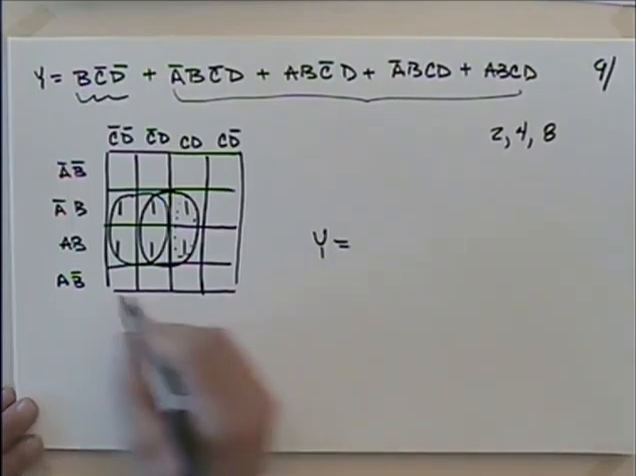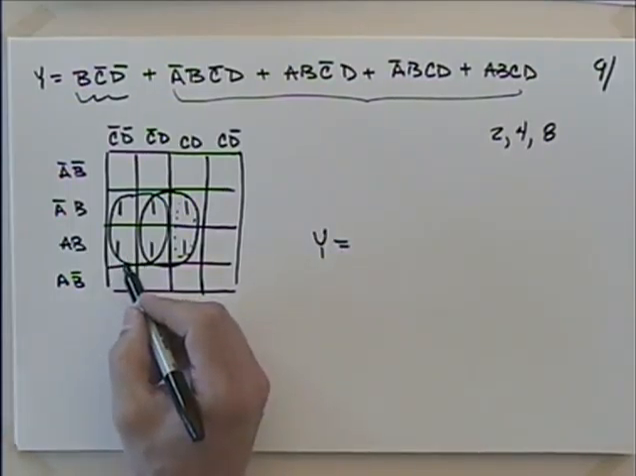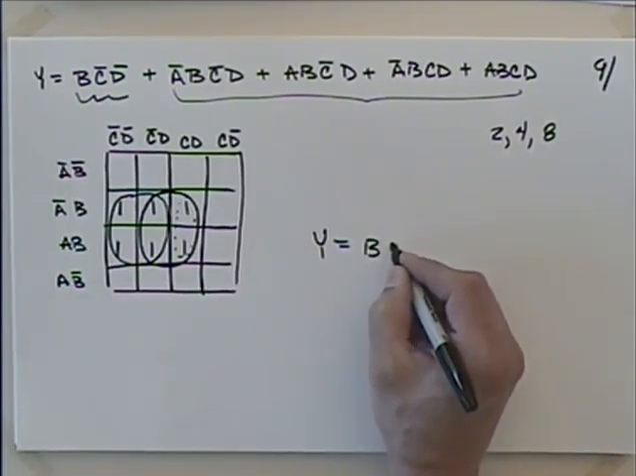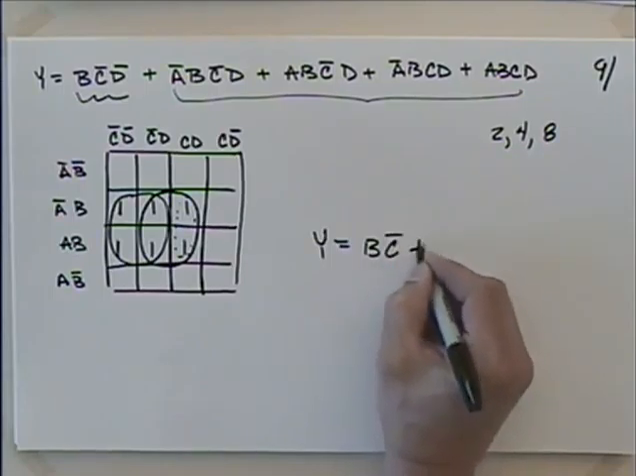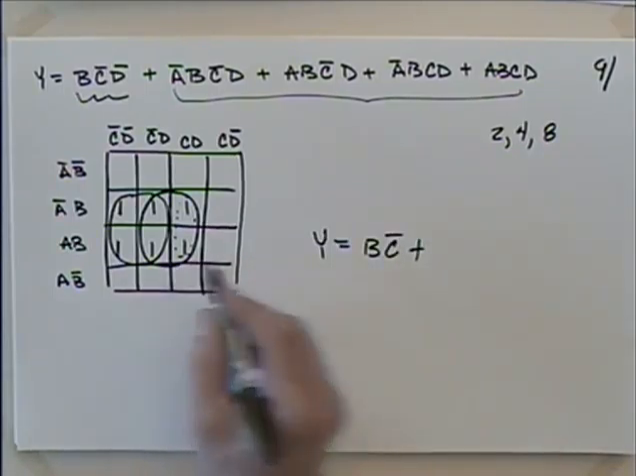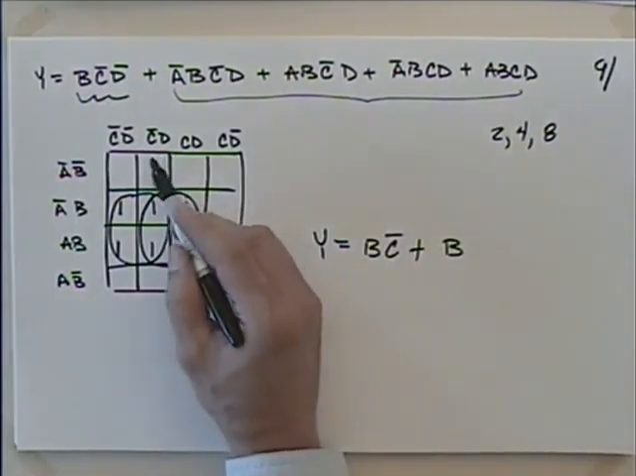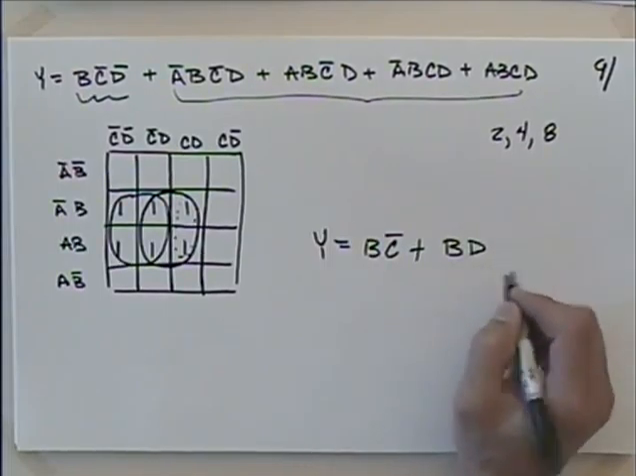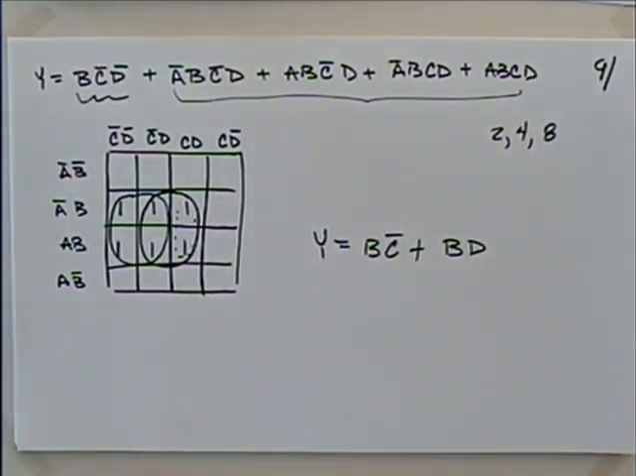So now if I look at this first circle, what does it teach me? That A doesn't matter, right? So I'm going to have B, not C. Or, and what's the second circle tell me? Again, A doesn't matter, so I'm going to have B, and then up here it looks like C doesn't matter. So a pretty significant simplification there.